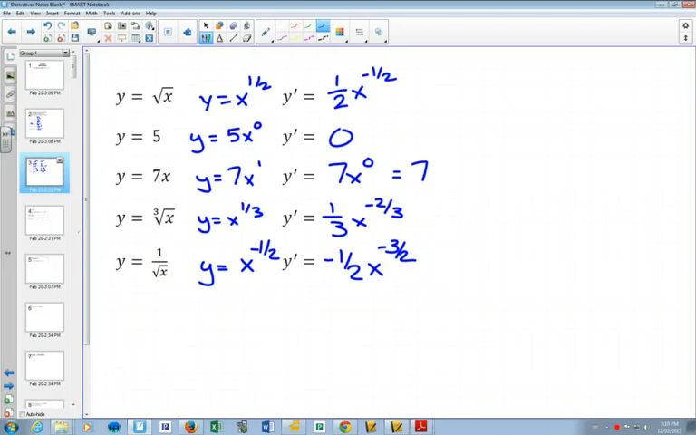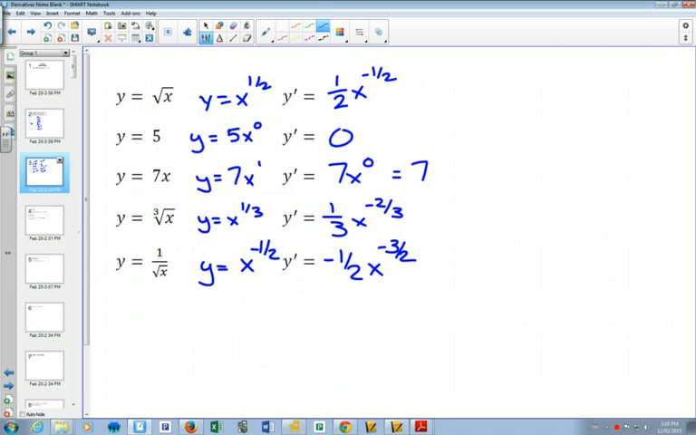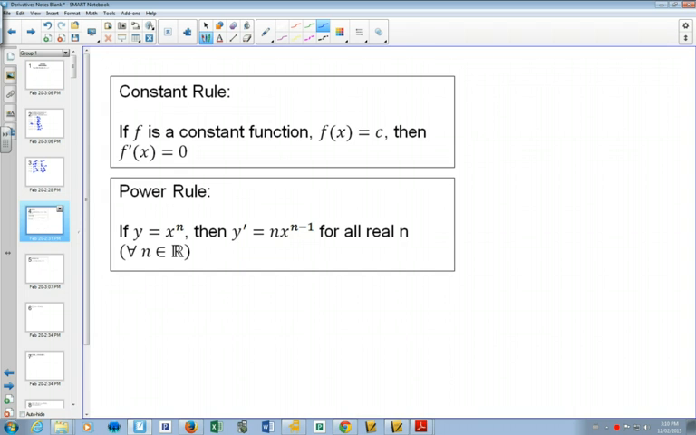And same thing here. Bring out the negative 1/2, subtract 1 from the exponent, and get negative 3/2. So not only are we able to do simple powers, but now we can do all sorts of square roots and cube roots, constant numbers, and 7x just becomes 7 because each time the exponent goes down by 1 and you multiply by that number in front.